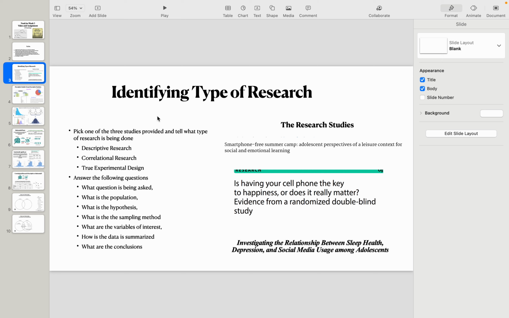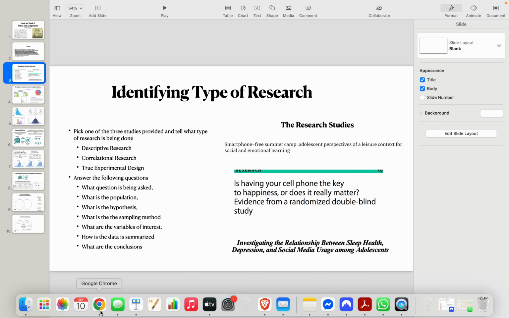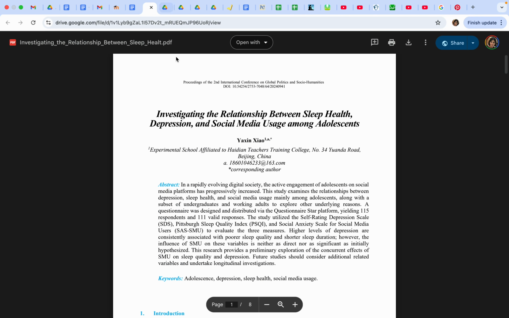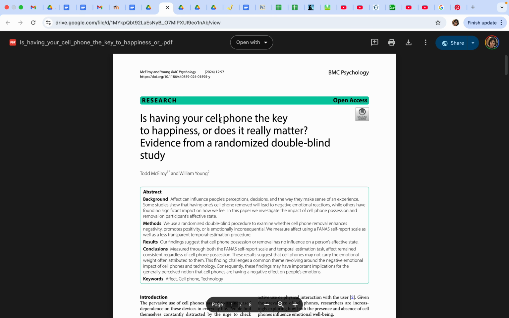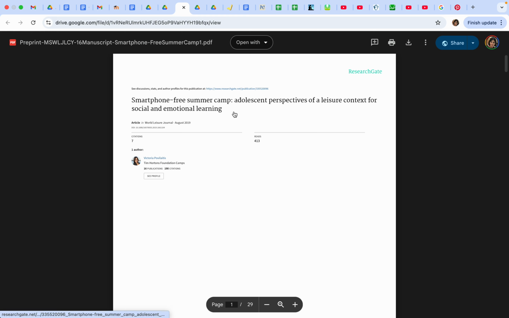I'm going to have 3 studies available to you with this assignment, and I'll show you those because I just have links to them. One is on investigating the relationship between sleep health, depression, social media usage, and adolescence. One is, is having your cell phone the key to happiness, or does it really matter? And another one is smartphone-free summer camp, adolescent perspectives on leisure context for social and emotional learning. You don't have to do all 3.